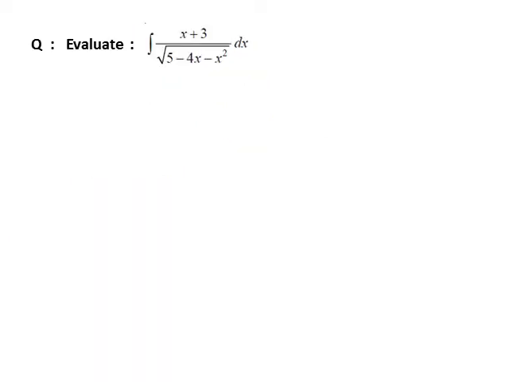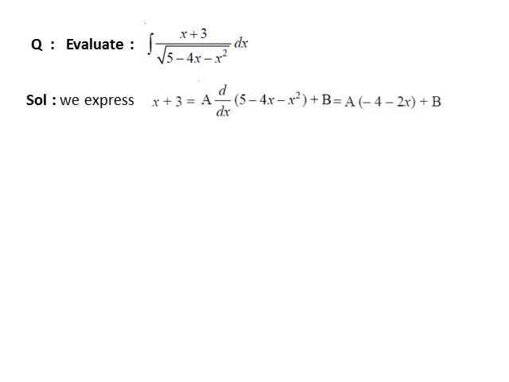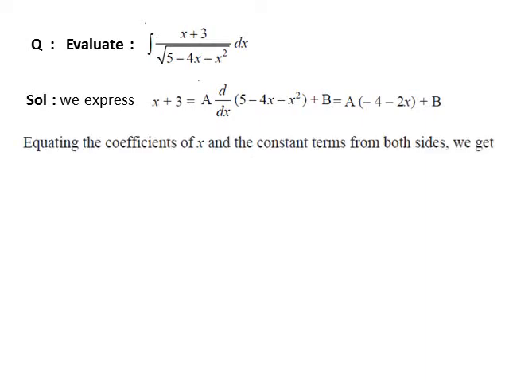Next question. Evaluate integral of x plus 3 upon square root of 5 minus 4x minus x square with respect to x. First, we express x plus 3 equals to a multiply derivative of 5 minus 4x minus x square plus b. So, x plus 3 equals to a multiply minus 4 minus 2x plus b.